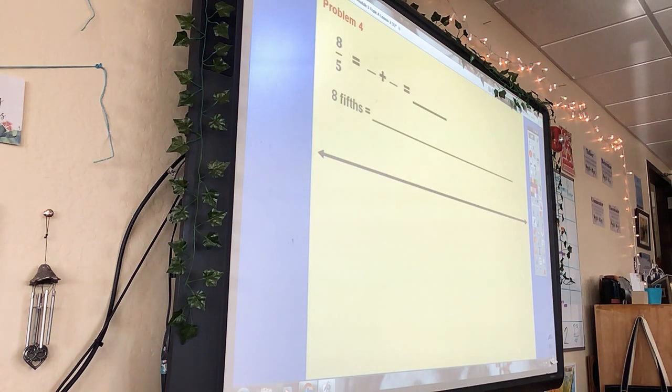You're doing the number line and the addition sentence, okay? Number line and addition sentence. If you need some help, you can ask your neighbor as well. I'm sure they would be happy to help you.